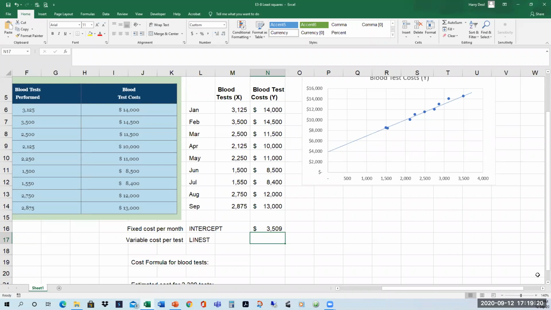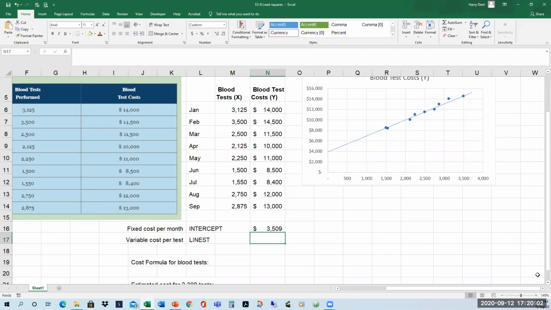Excel spits out $3,509. Now, you would be wondering, Harjinder, we had found $4,000 as the fixed cost under high-low. How come this is different? The reason is that in high-low, we were only using 2 data points, the high point and the low point, whereas with least squares, we try to use as many as possible. So we're trying to fit the line through as many of the data points as possible. And so, of course, least squares is technically a lot more accurate, and the estimates will be different under least squares than the high-low estimates.